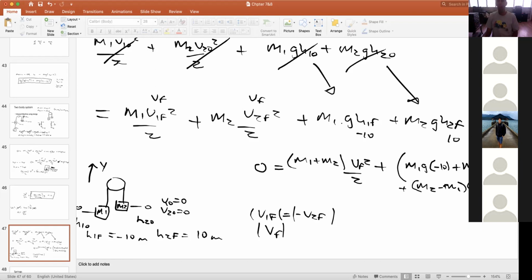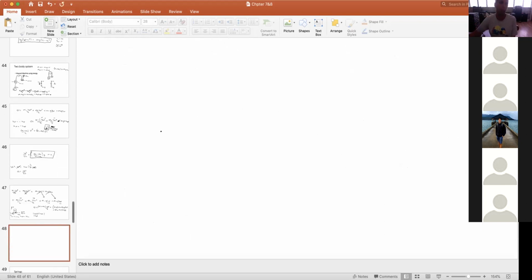So from that, I can solve this. If I know M1 and M2, I can solve it for V final. It's not hard. It seems hard, but I would much rather just start this problem by writing down M1 V1, I'm not going to write it all, M2 V2 initial squared over 2 plus M1 GH1 initial plus M2 GH2 initial, and then set that equal to the final energy. I hope you see that.